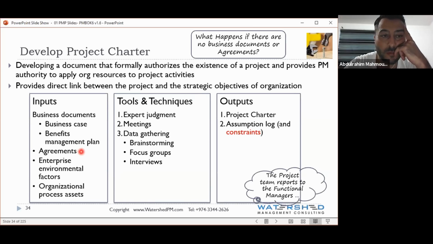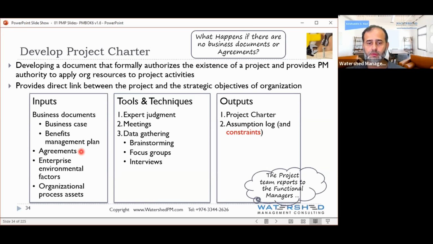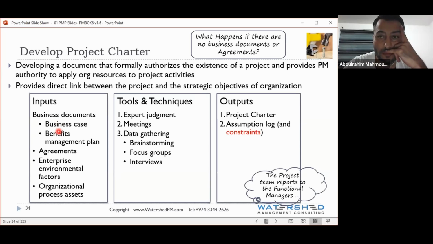Okay. So these are the two possible scenarios. Now, in the third scenario, can you start a project which possibly has no agreement and possibly has no business case? Can you have a project which has to be done, which has nothing available? Yes. How about that idea?